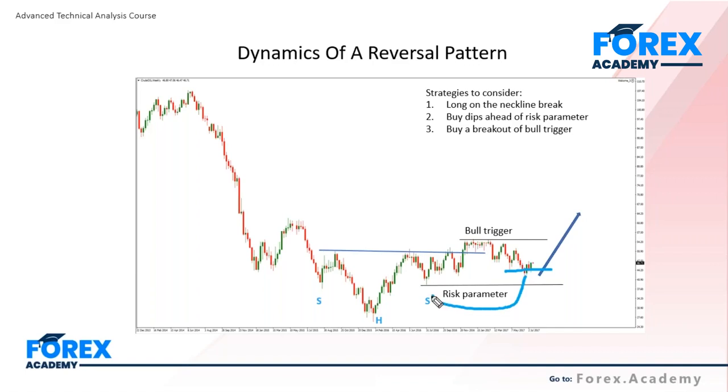The third strategy is to say, I have not been able to either consider or not comfortable with taking a position through either strategy 1 or 2. What I'd prefer to see is for the market to firstly confirm that it is holding the risk parameter and then start to climb higher. If it starts to climb higher, I know that the next bull trigger is the subsequent highs that have been generated following the break of the inverted head and shoulders. In other words, that will be my trade consideration in terms of buying the breakout of the bull trigger.